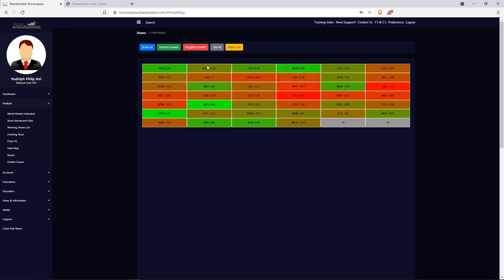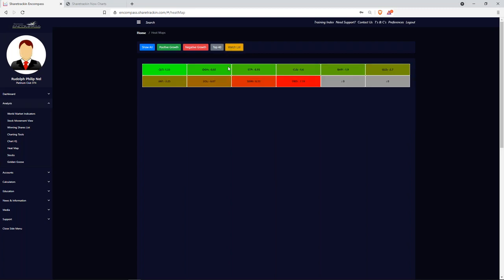Top 40 is a bit scrambled. So obviously the redder it gets, the more the share has fallen. The greener it gets, the more the share has gone up. All right. And then obviously your watch list. So if you've created a watch list, the watch list will basically show you how your shares have performed since you've added them onto the watch list. So Quilter will be my best performer on my watch list, while DRD would be my worst performer on the watch list.